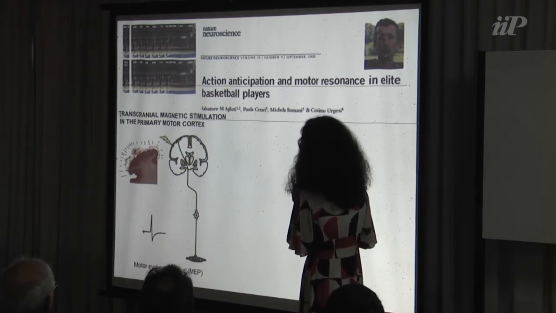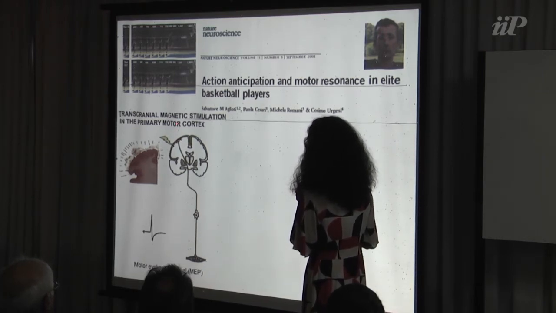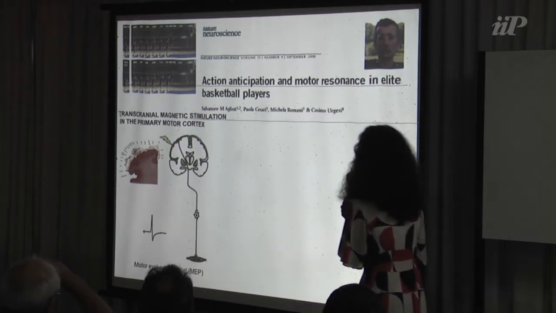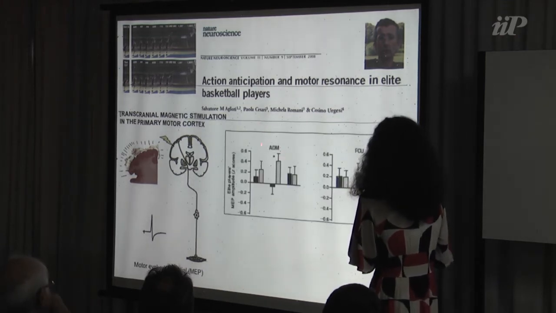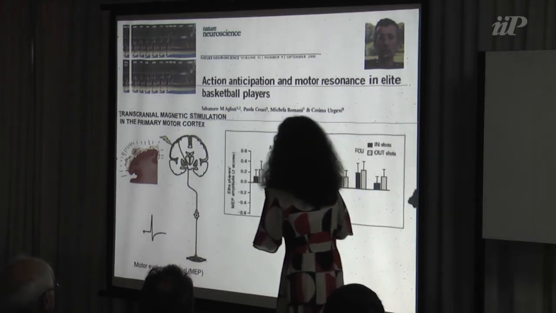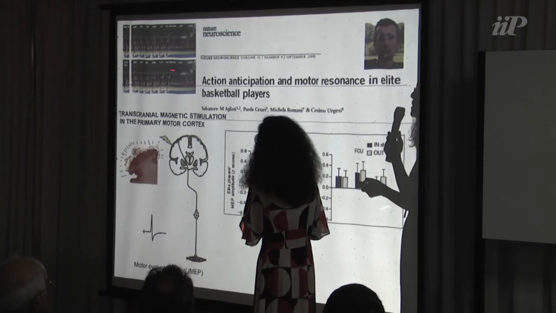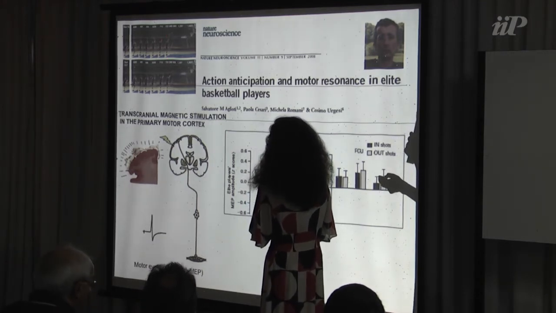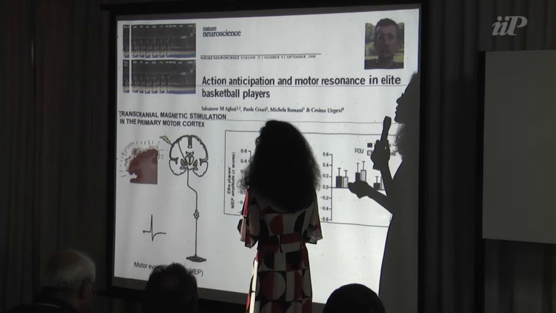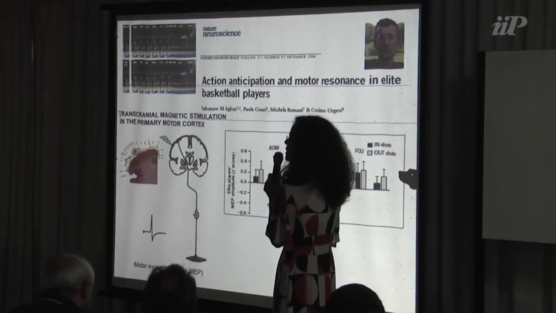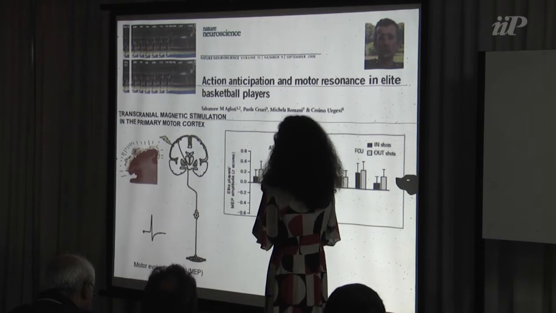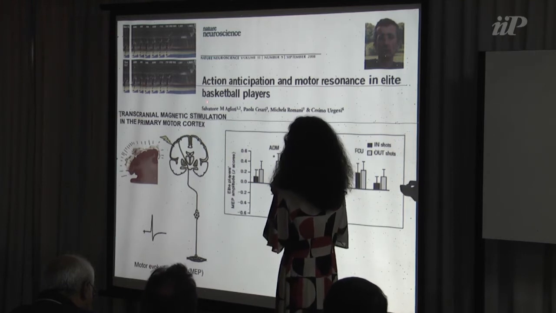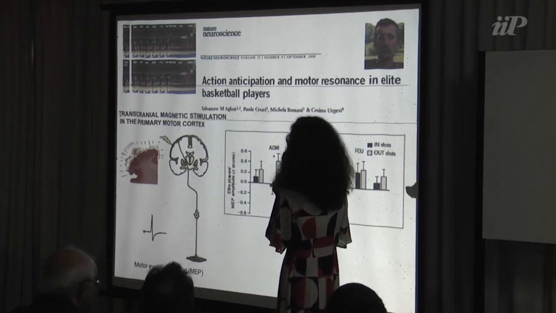And what they did was to use the transcranial magnetic stimulation technique in the primary motor cortex to evaluate the hand muscles that could participate in the shooting of these balls. And they had two conditions. One condition they called the in condition, where the shot was correct. They were able to send the ball to the correct place. And the out condition, where the basketball player would just shoot and make an error.